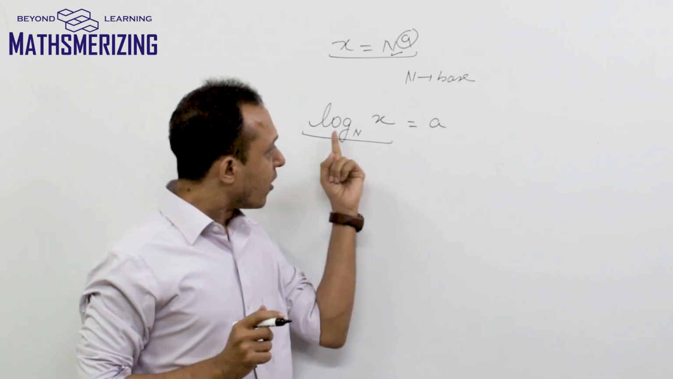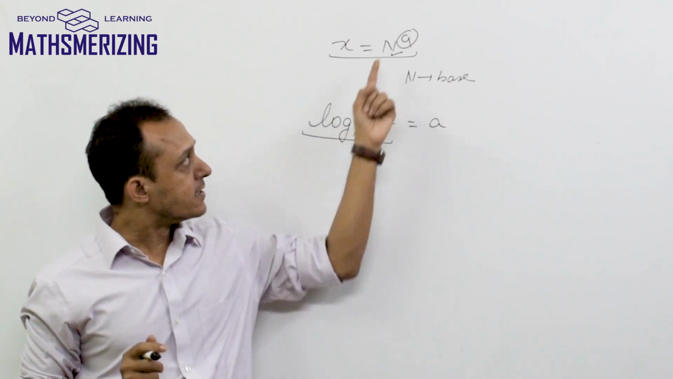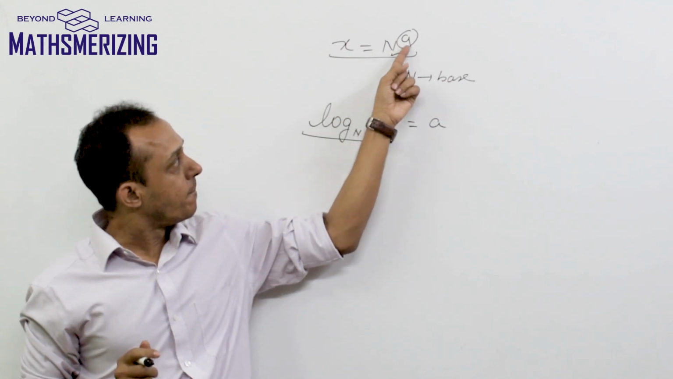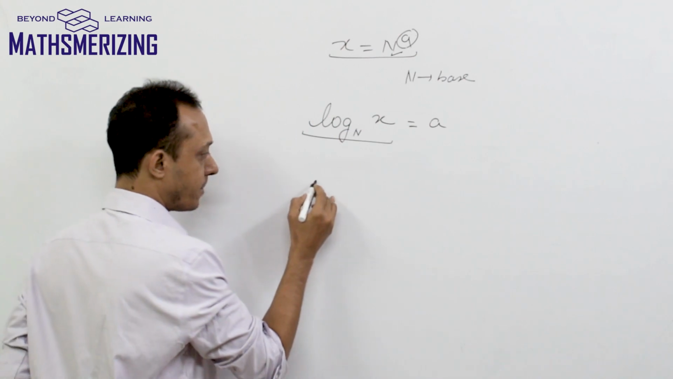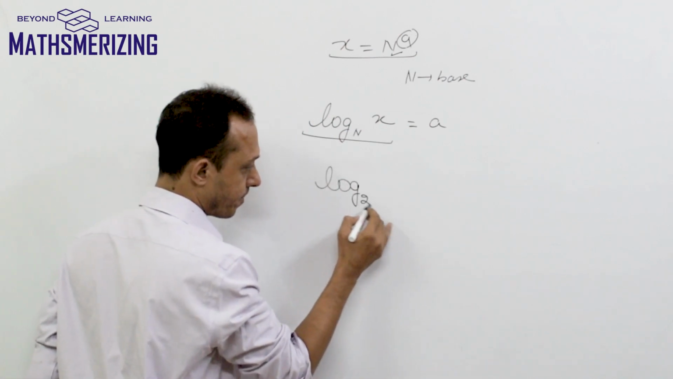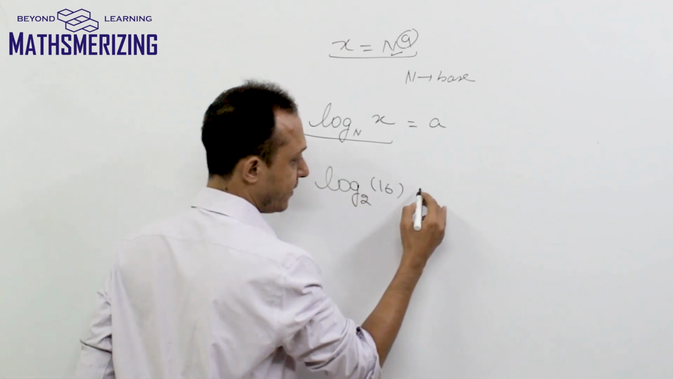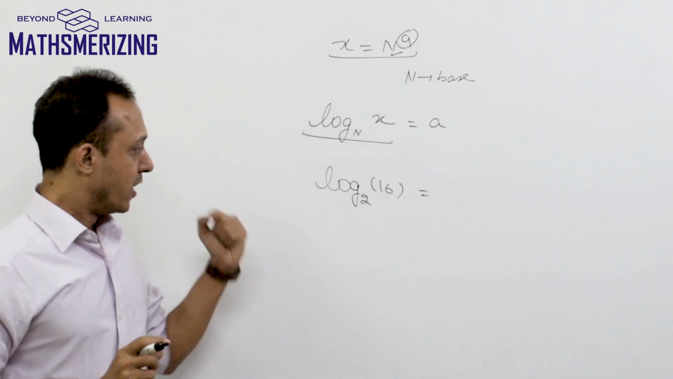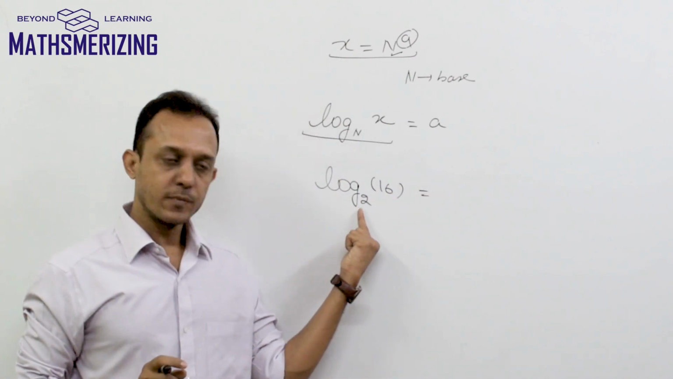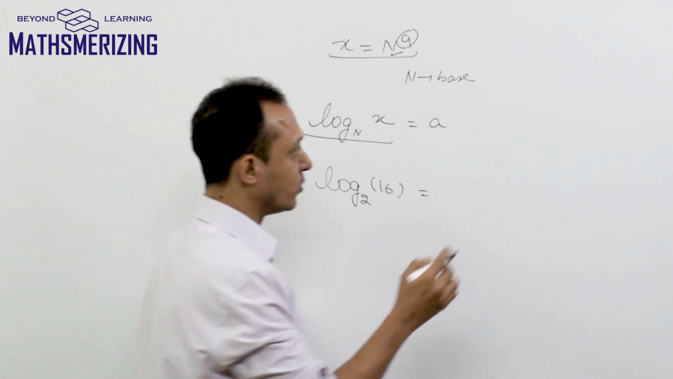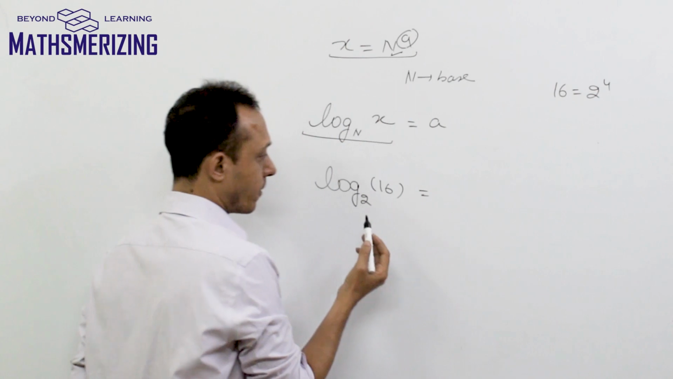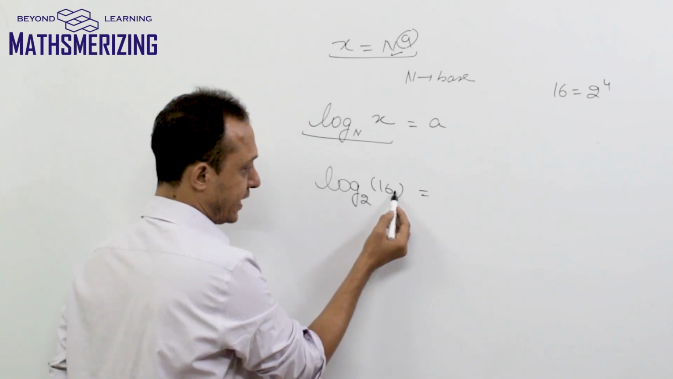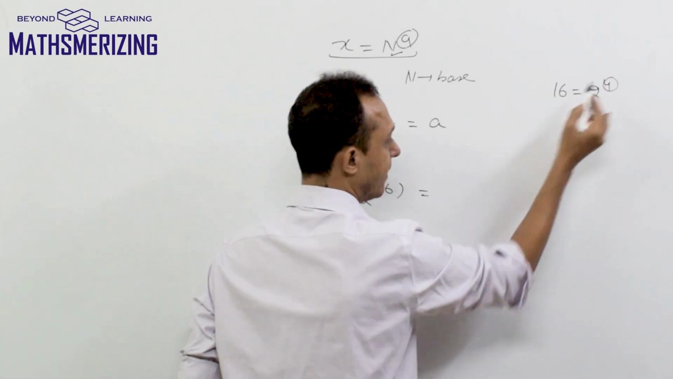So basically log of a number x to the base n is that power of n which will make it equal to x. Say for example, suppose I have to write log 16 to the base 2. Now clearly base of this logarithm is 2 and the number is 16, and what I do know is 16 is actually 2 to the power 4. So the log of 16 to the base 2 is simply 4.